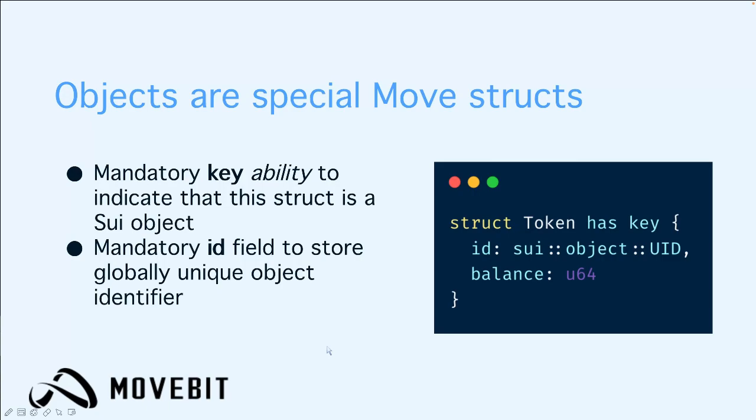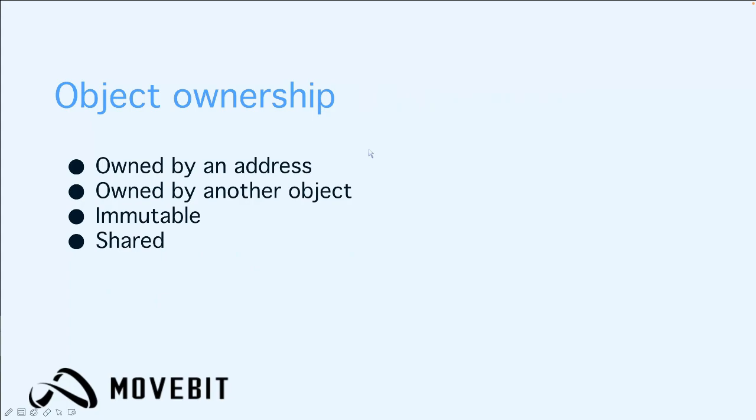Okay, so currently we have four types of ownership of our object. First of all, an object can be owned by an address. This is the most common case for Move objects. A Move object upon creation in the Move code can be transferred to an address. And the second one is owned by another object.